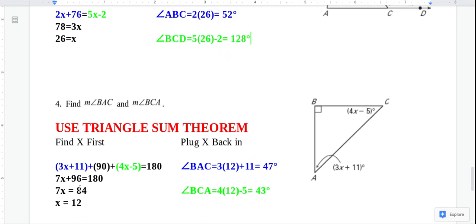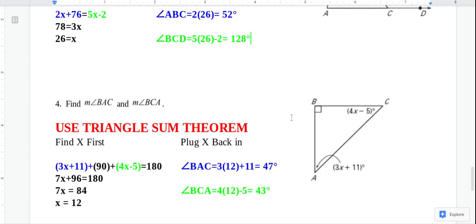So now we can plug 12 back in. So first we're going to solve for angle BAC. That's the bottom angle, 3x plus 11. We'll plug in 12 for x. So 3 times 12 gives us 36. Plus 11 gives us 47. So angle BAC equals 47 degrees.